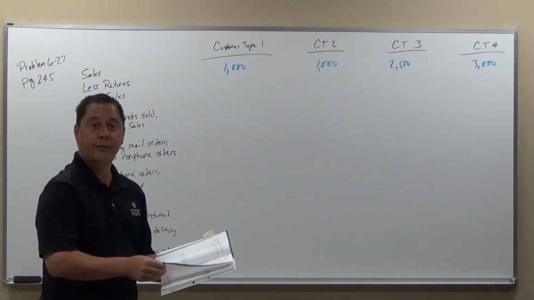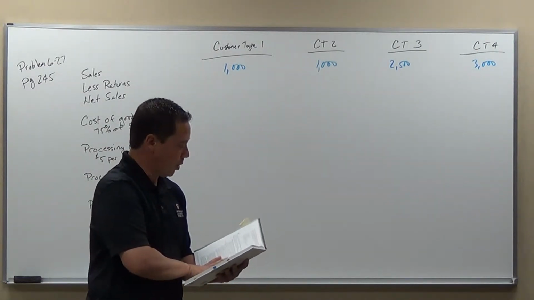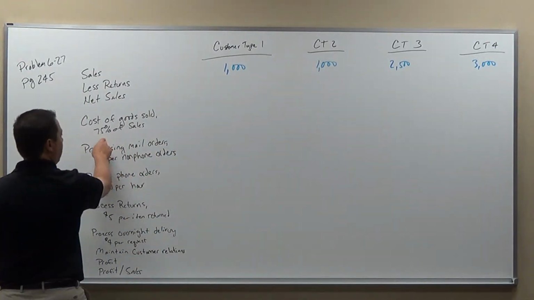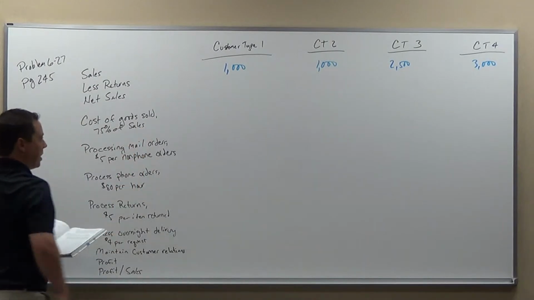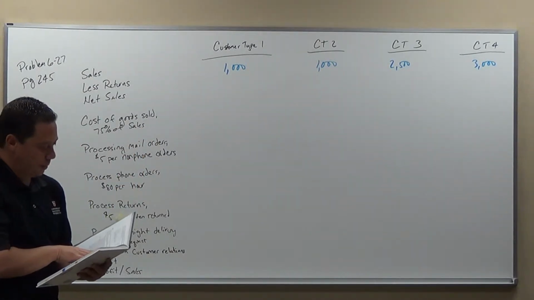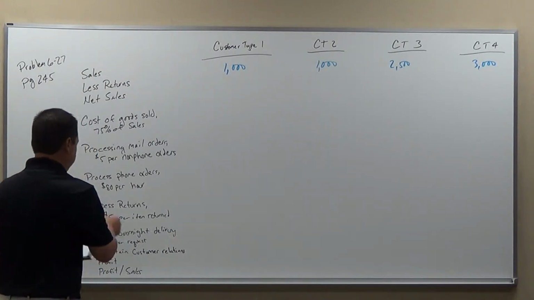So on page 246, if you want to turn to that page, we take a look at that. On 246, prices are set so that the cost of goods sold is on average 75%. So we have 75% here as our cost of goods sold. We'll take a look at that in just a few moments. Customers pay actual shipping charges, but extra processing is required for overnight delivery. So we'll take a look at that here.